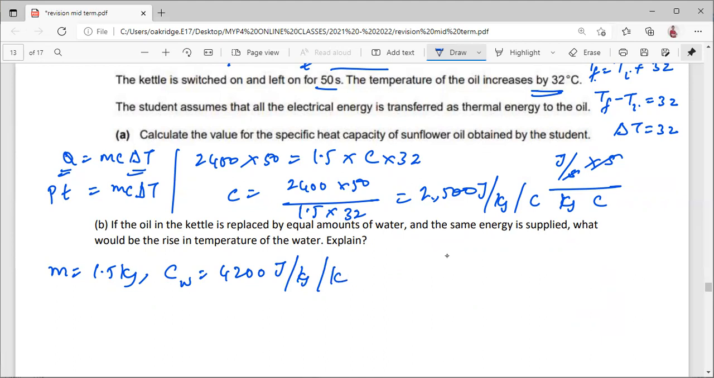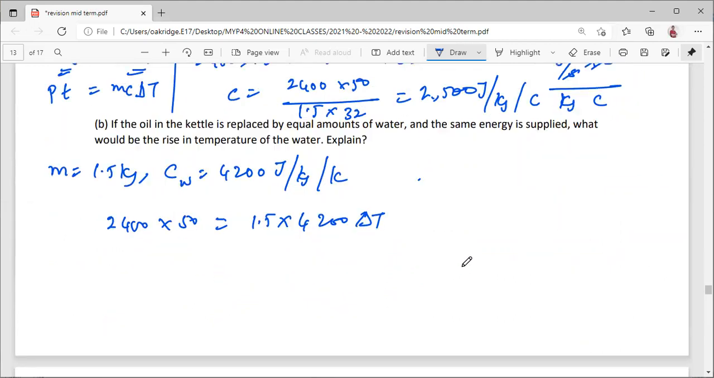So once again I can write 2,400 multiplied by 50 is equal to mass 1.5 kg multiplied by 4,200 multiplied by delta T. I want to find the change in the temperature. So delta T can be written as, now you see, this double zero goes away, 24 into 50 divided by 1.5 into 42.